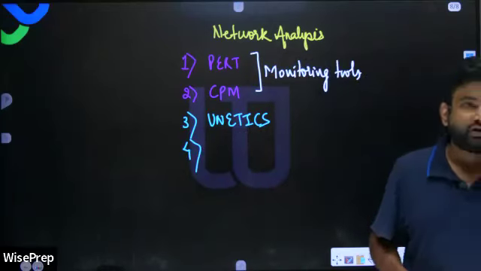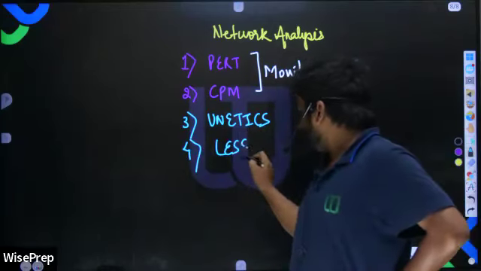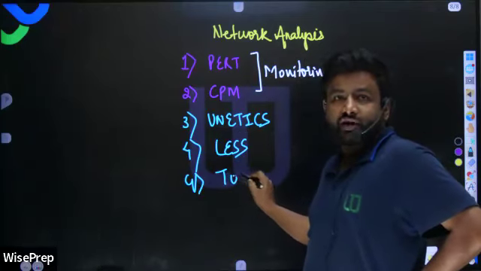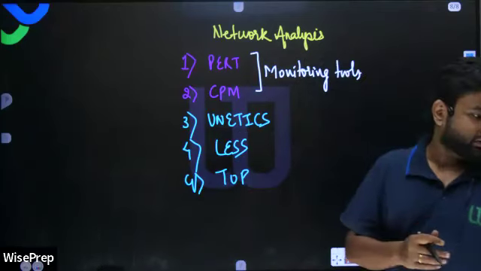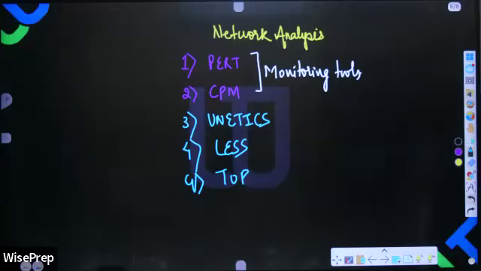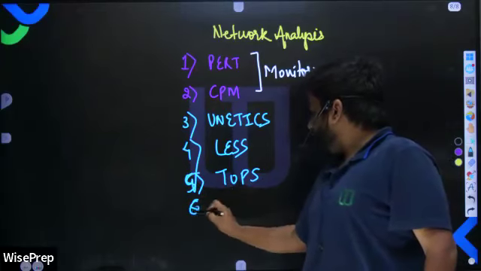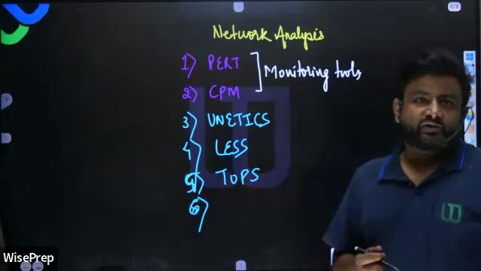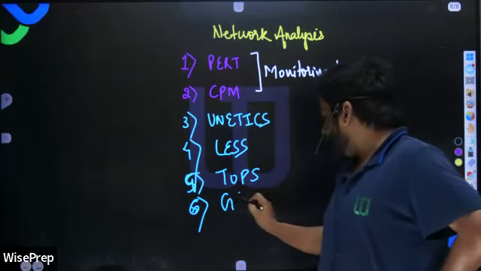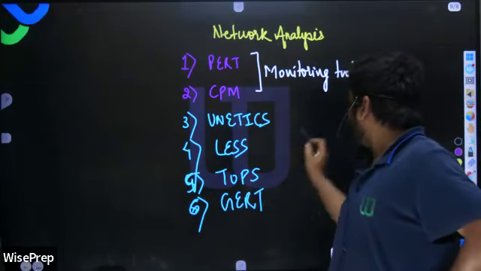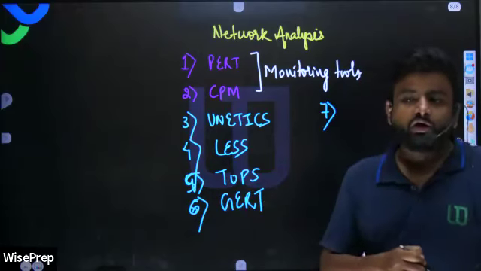All right. Another is LESS. Fourth is what? TOPS, technology, operations, and perfectly services. Another is GERT, that is very important. Graphical evaluation and review technique.